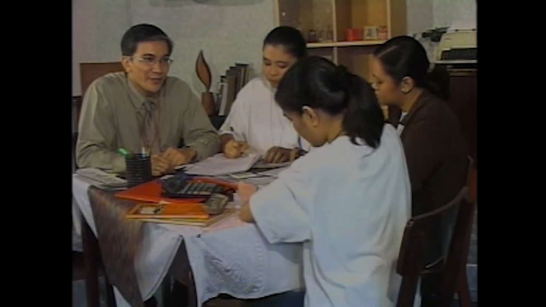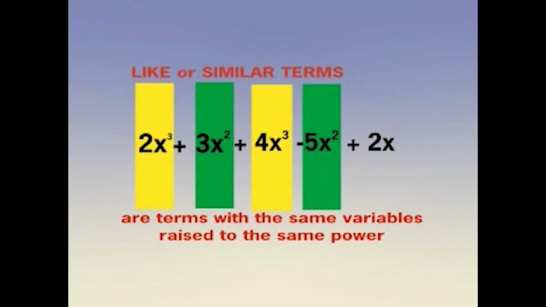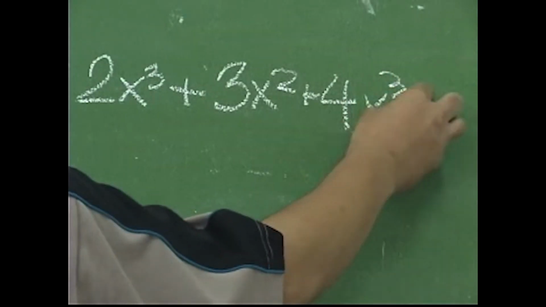We can add or subtract polynomials in much the same way that we add or subtract real numbers. We simply add or subtract like or similar terms. Like or similar terms are terms with the same variables raised to the same powers. Here are some examples for addition.